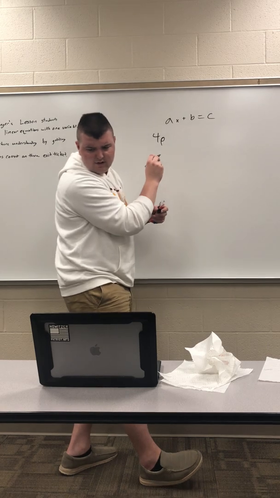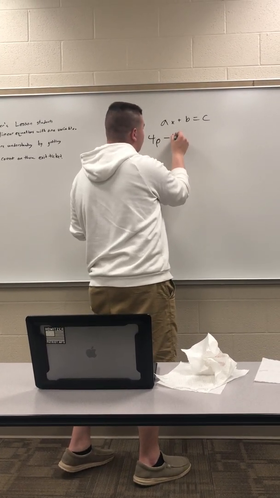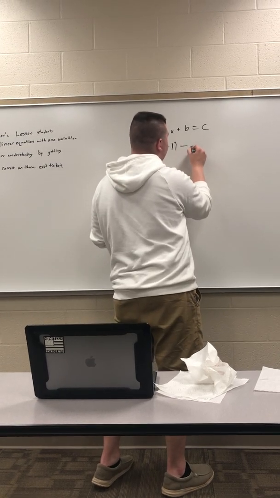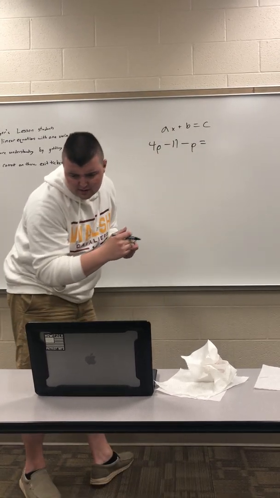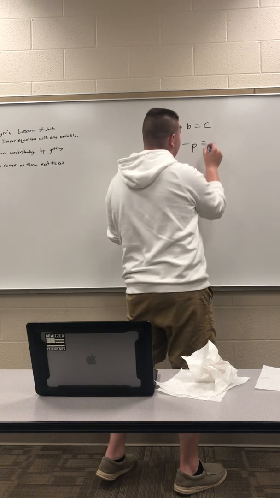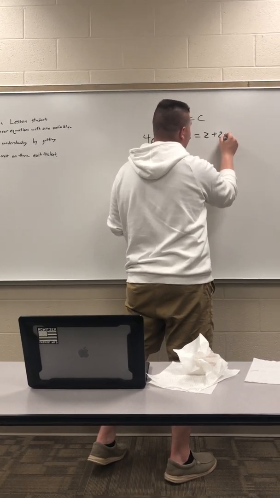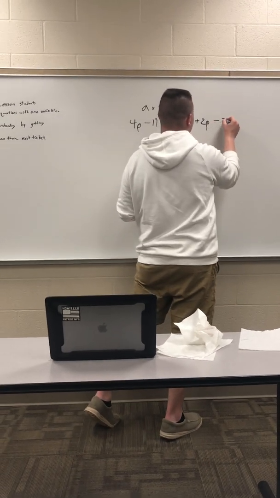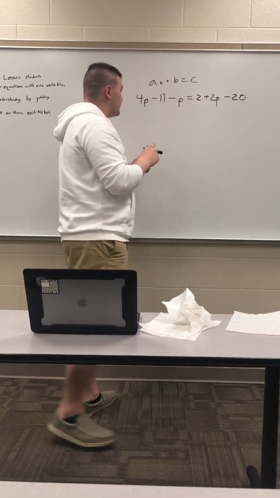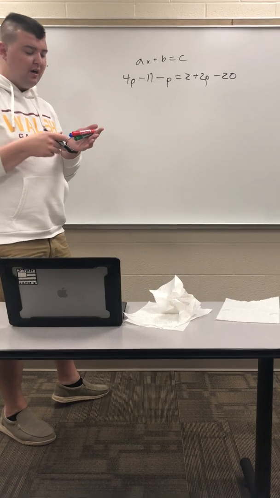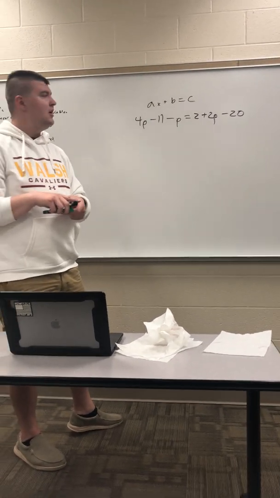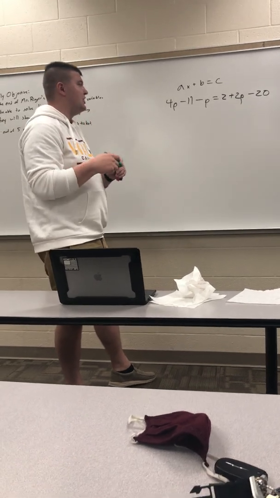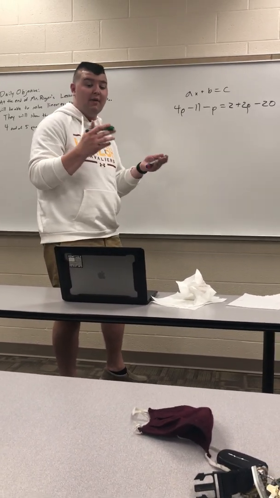4p minus 11 minus p equals 2 plus 2p minus 20. Okay, guys, this is going to be a little more challenging, but you should be able to get it still. Yes, we're working on one variable, but this one is something a little harder, challenging, because it's not going to take long to master this.